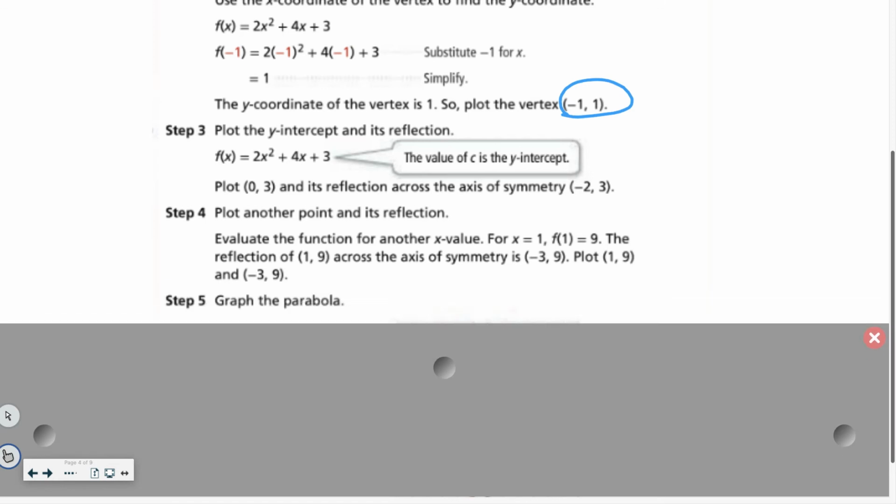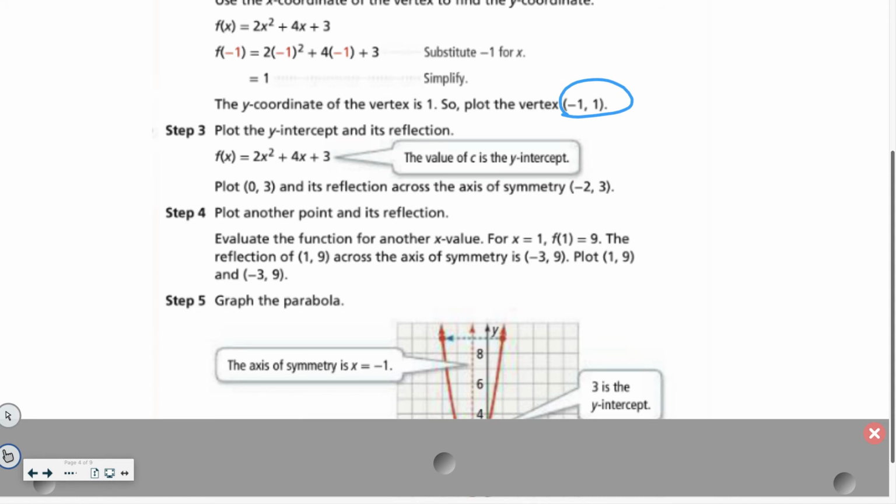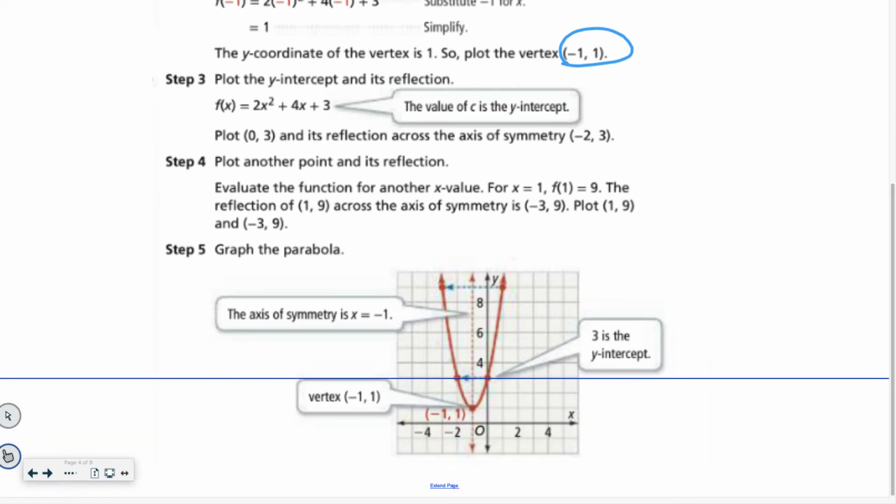So you can find another point and then just plot its reflection. So you can see, sorry for this annoying blue line.